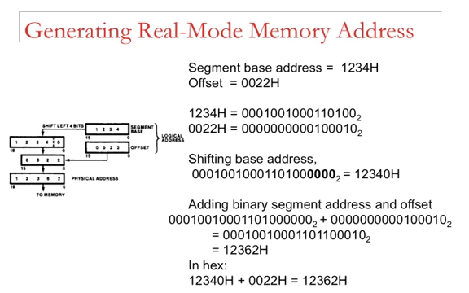Okay, here's how we're going to do the translation from the two 16-bit values to the 20-bit value. We have an example here. The segment base address is 1234, and the offset is 0022. Both are in hexadecimal.